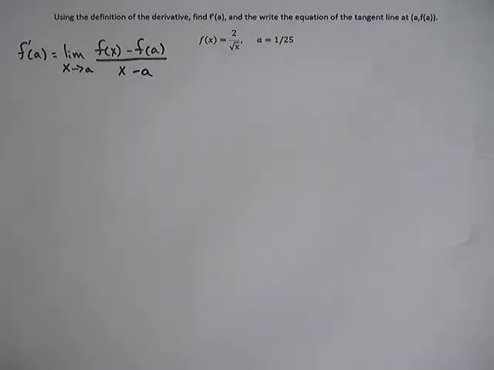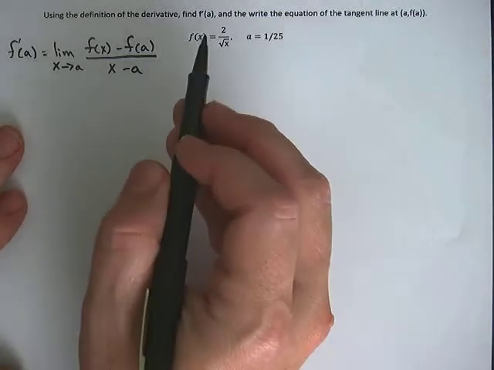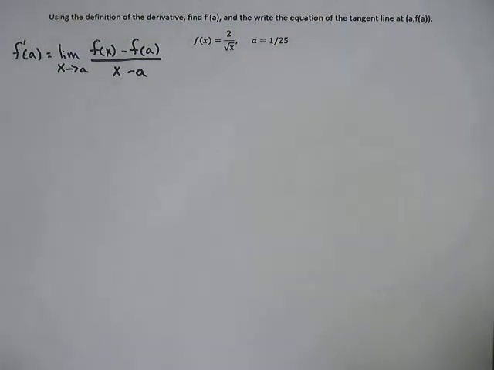In this problem, we're asked to use the definition of the derivative to find f prime of a and then write the equation of the tangent line at (a, f of a). I went ahead and wrote the definition of the derivative at a point here. We have the function f of x equal to 2 over the square root of x, and a is equal to 1 over 25.